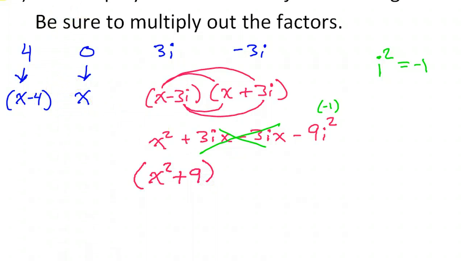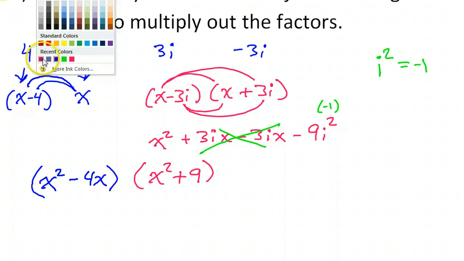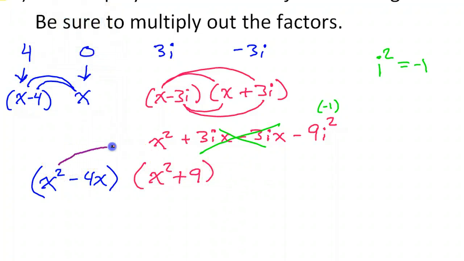Meanwhile over here, if I multiply these together, all I'm really doing is the distributive property. So x times x gives me x squared. And then x times negative 4 gives me negative 4x. So that's pretty simple. Now I just need to multiply these two things together. So I'm going to do another double distributive property. I'm going to take my x squared and distribute that. So x squared times x squared is x to the 4th power. Then x squared times 9 is 9x squared.